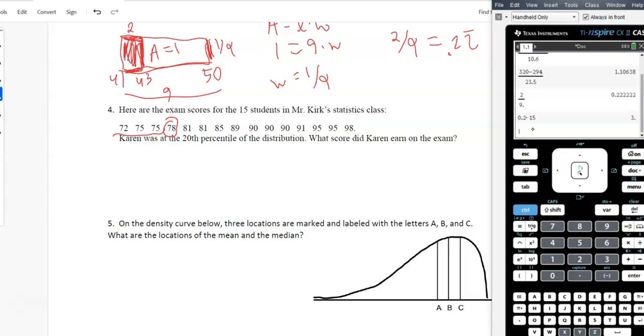She scored, you want to enter that as a sentence. I'm not going to write it out here. It's too hard for me to do that. But Karen scored a 78 on the statistics test or exam. And if you want to interpret the percentile, she was better than 20% of the students who took the exam.